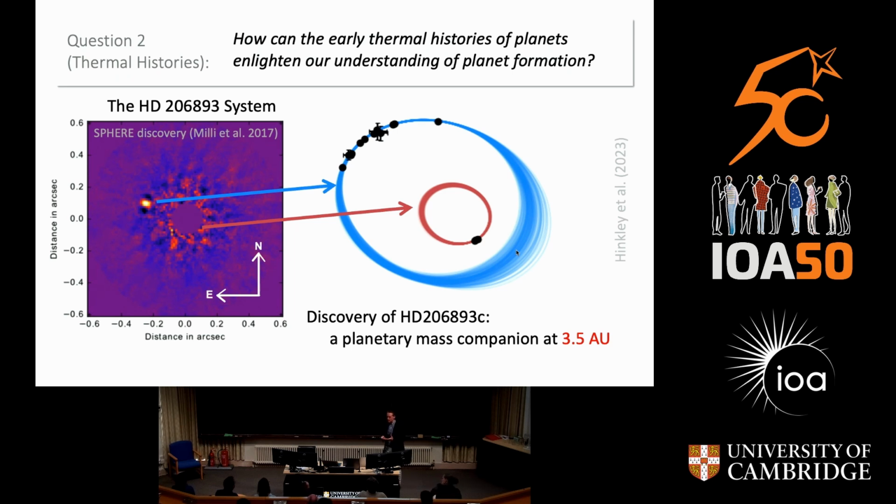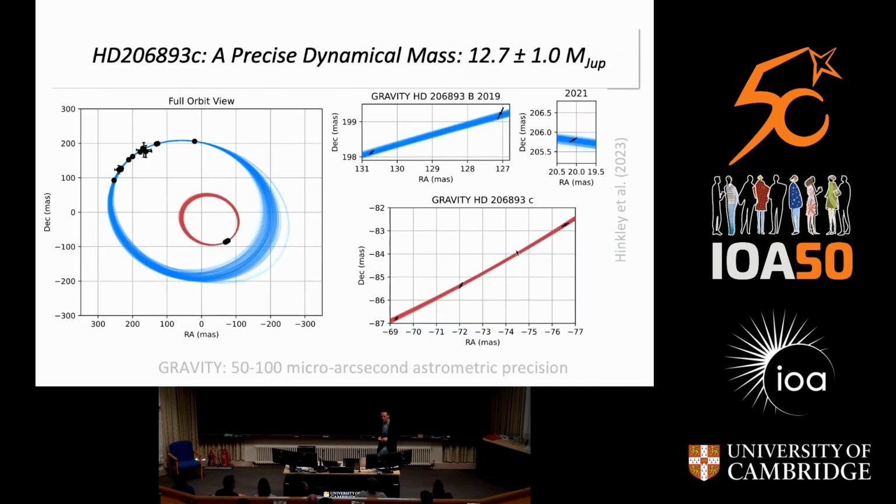This is a planetary mass companion at 3.5 AU. So again, we're starting to sample this peak of the radial velocity distribution. We're starting to bring these two techniques together. And just to give a sort of highlight of the astrometric precision that GRAVITY is delivering, these are magnifications of the orbits of these planets shown here. This has 50 to 100 micro arcsecond precision. So tracking this planet only over 2 months has really allowed us to measure a precise dynamical mass for this system.